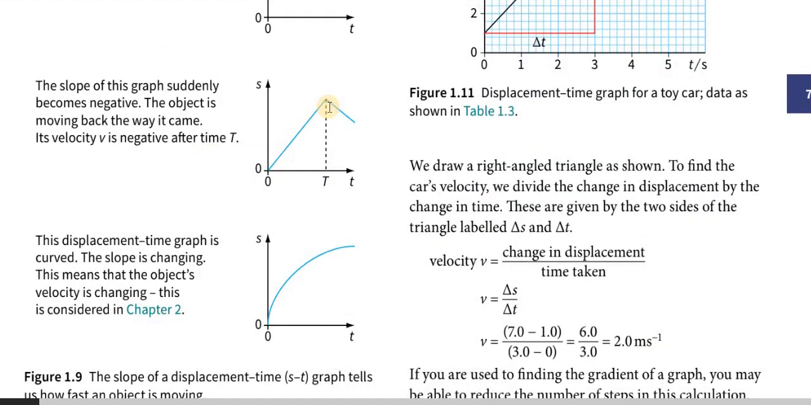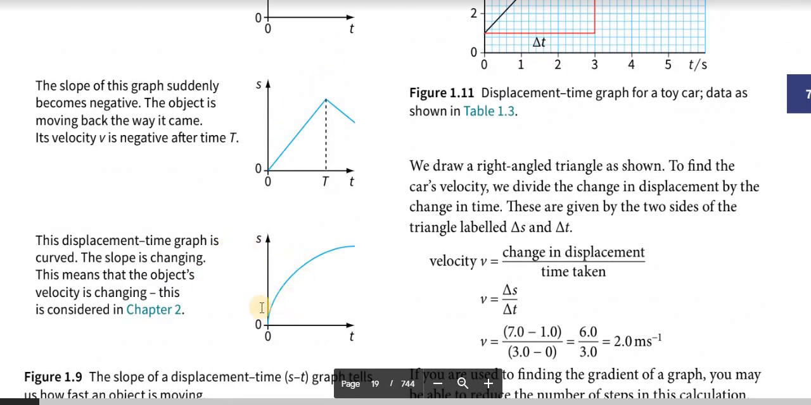So if you have something like this, the velocity is positive from 0 to time capital T, and then the velocity is negative over here. The gradient is positive here, and then over here the gradient is negative. So from here to here the velocity is positive, and then from here to here onwards the velocity is negative.